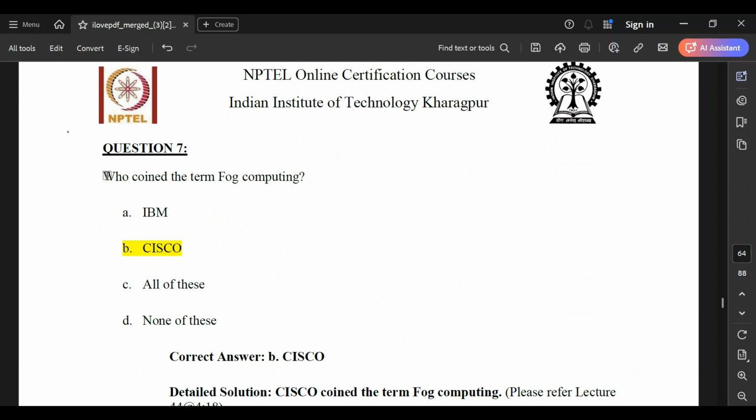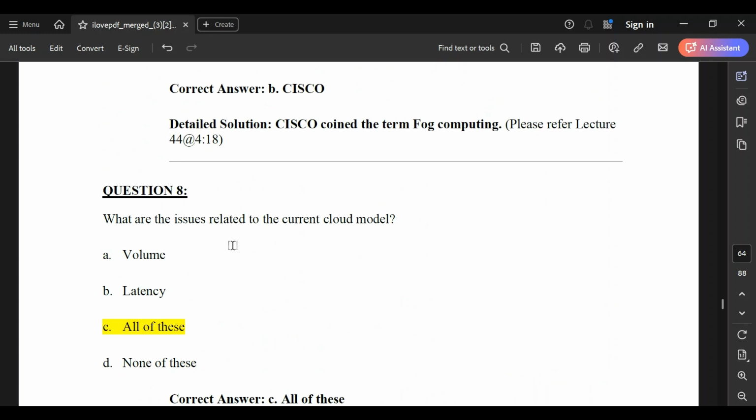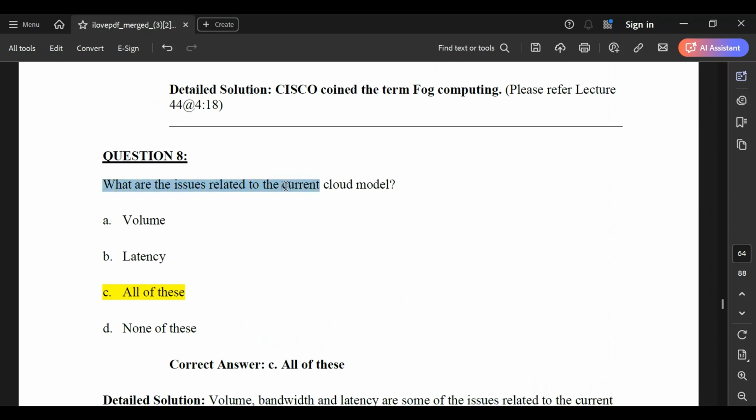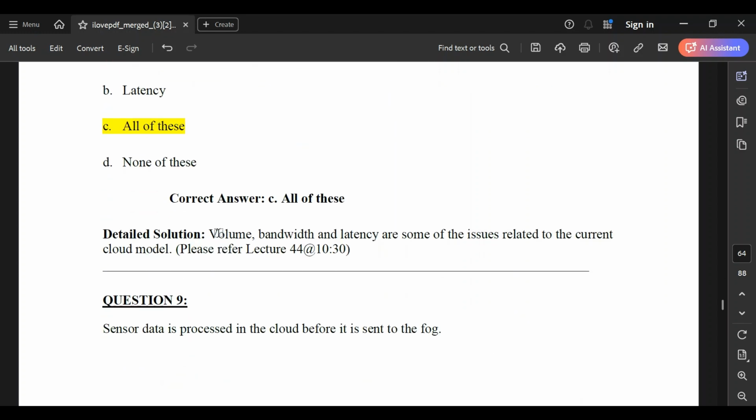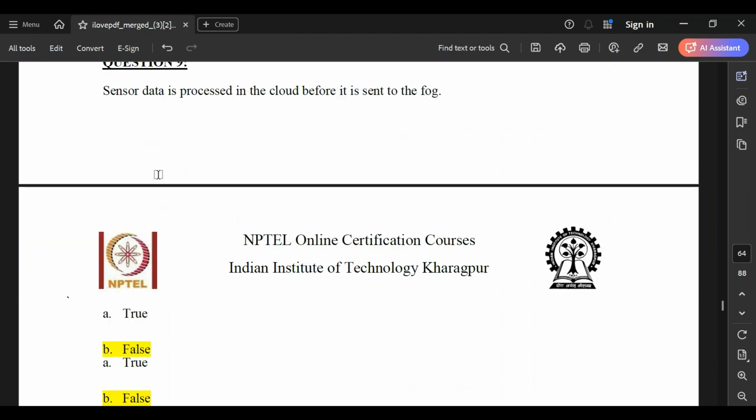Now moving to the next question. Who coined the term fog computing? So Cisco is there. And moving to the next one, what are the issues related to the current cloud model? So you can see volume is there, latency is there, so volume, bandwidth, and latency are the issues related to the current cloud model. You can remember. So all these given are true.